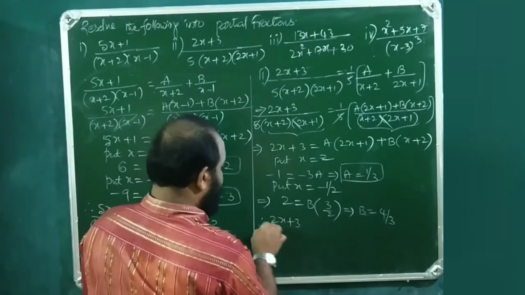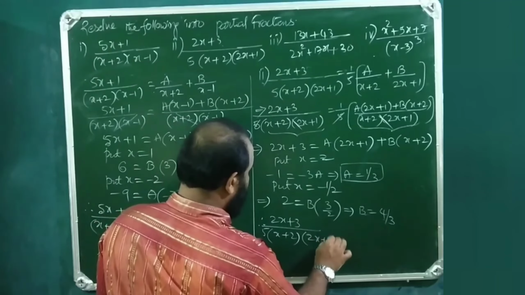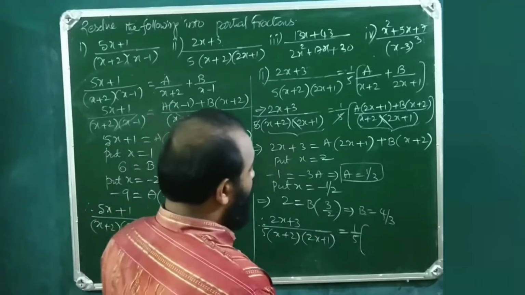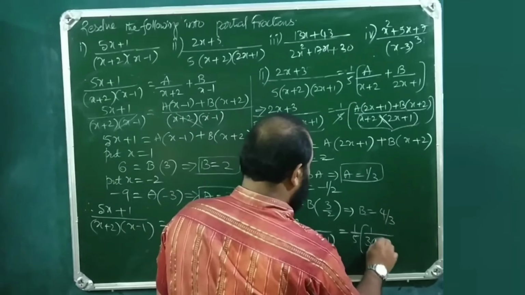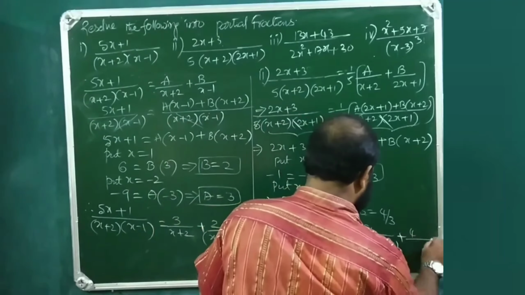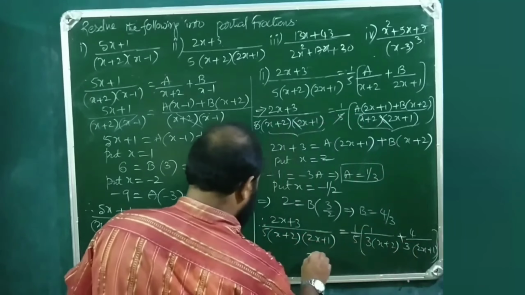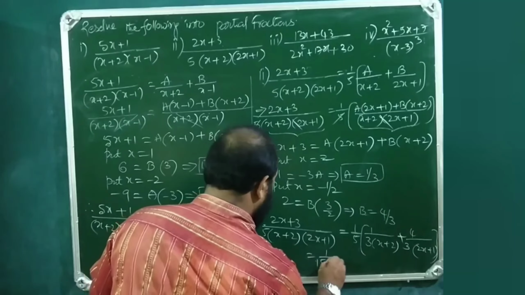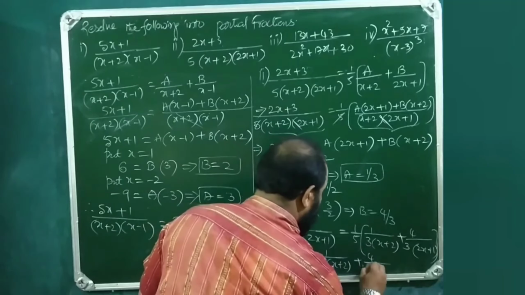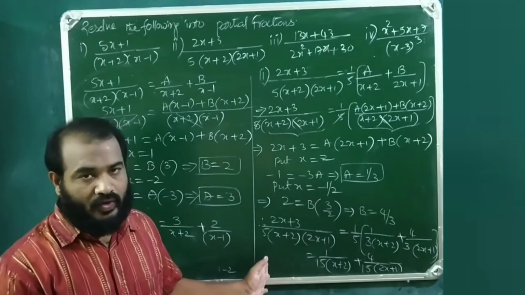Therefore 2x plus 3 by 5 into x plus 2 into 2x plus 1 is equals to 1 by 5 into, a value is 1 by 3, by x plus 2. 1 by 3 into x plus 2 plus the value of b is 4 by 3. So 4 by 3 into 2x plus 1. So this is equals to 1 by 5, 3 5s of 15, into x plus 2 plus 4 by 3, 5s of 15, into 2x plus 1. So this is how we will resolve.